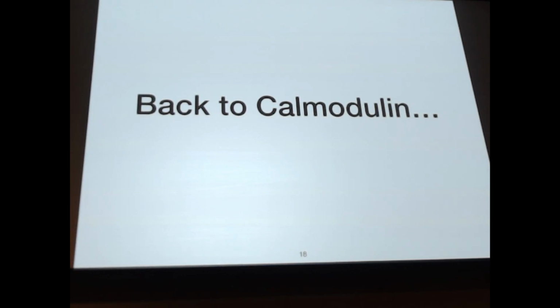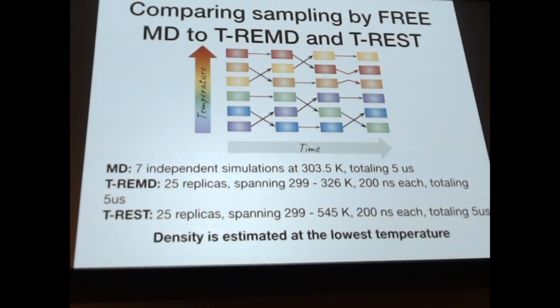So with this method, we can go back to Calmodulin and compare MD to temperature replica exchange and temperature replica exchange solute tempering. Basically, what we did is we compared what was comparable. We generated 5 microseconds worth of data for each of these methods. For MD, it was 7 independent simulations, but for temperature replica exchange, since we have 25 replicas at different temperatures, each replica is going to be 200 nanoseconds, so the whole computational cost is the same, but the length of the trajectory is much smaller.